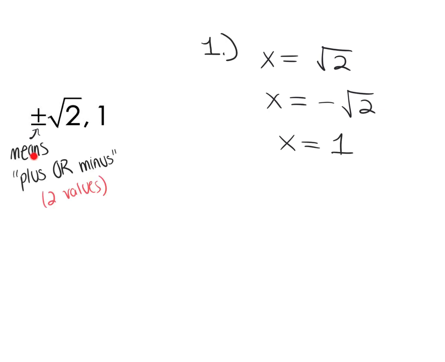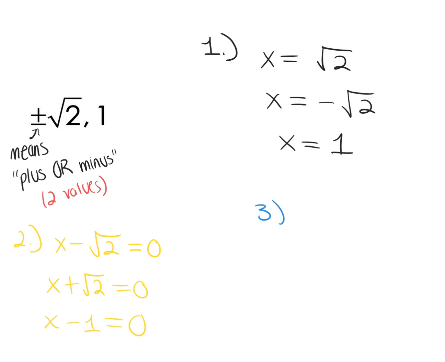Here we have an example where we have a plus or minus. So what that means is you have x equals square root of 2, and you also have x equals negative square root of 2. And then you have x equals 1, so this is step 1. And again, this means plus or minus, so you'll have two values. And then you'll have each linear factor equal to 0. So you have x minus radical 2 equals 0, x plus radical 2 equals 0, and then x minus 1 equals 0. And then we'll put this all together at the very end.